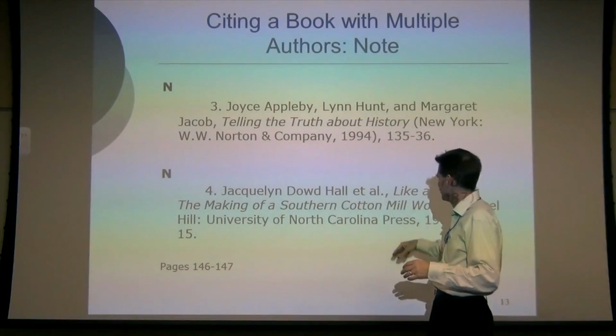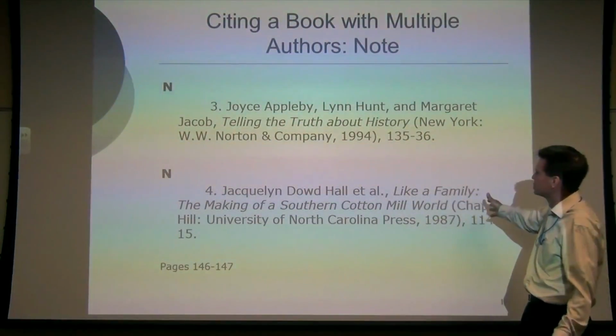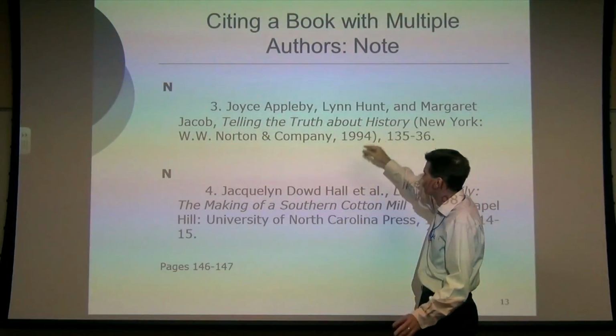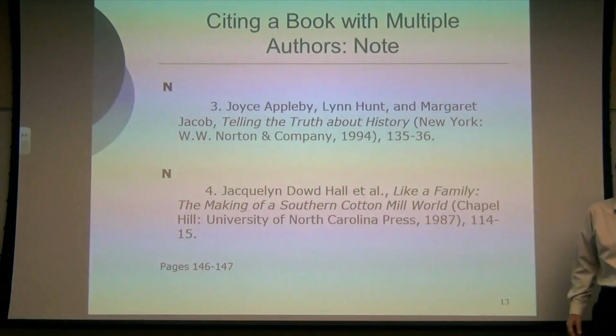You need a period there. And then a comma, and then the name, everything else is the same. So remember, if you've got 4, 5, 6, however many authors, more than 3, you're going to have et al., period. All right, let's go here.